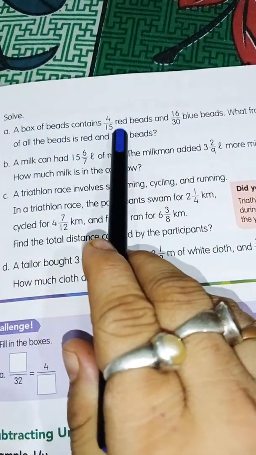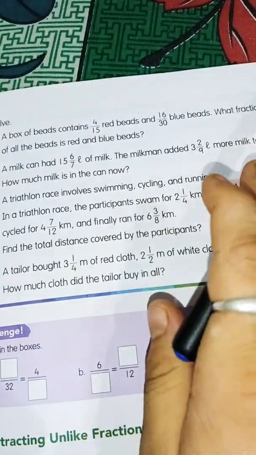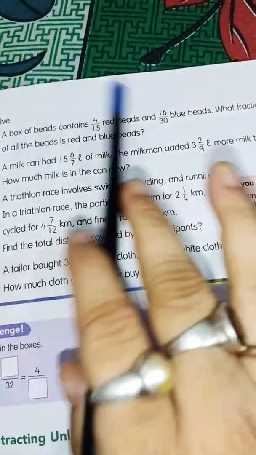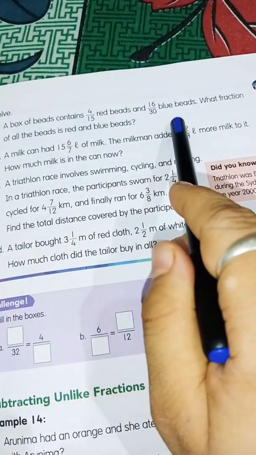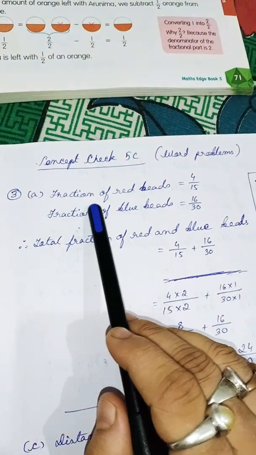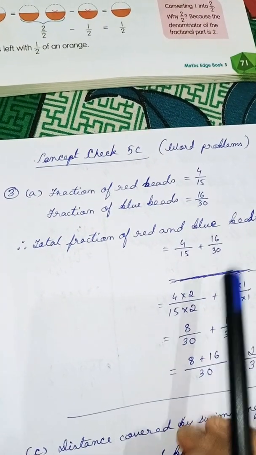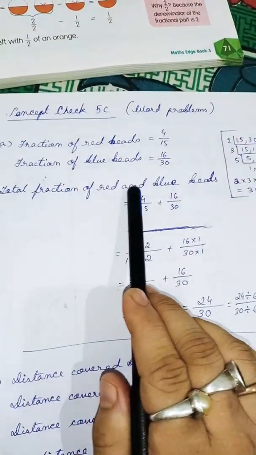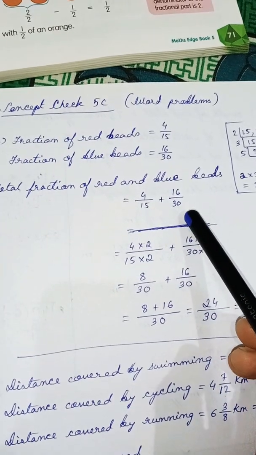So in a box, this much fraction of red beads are there and this much fraction of blue beads are there. You have to find out the total fraction of beads including red and blue together. So that means I have to find out the sum of these two numbers. The fraction of red beads is given as 4/15 and the fraction of blue beads is given as 16/30. So the total fraction will be the sum of these two, that is 4/15 plus 16/30.